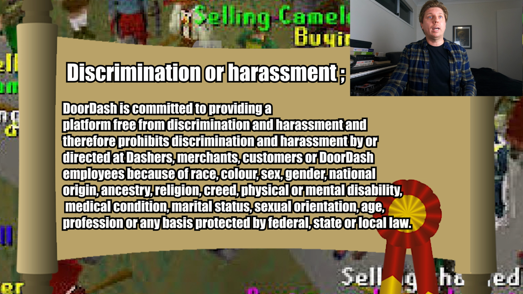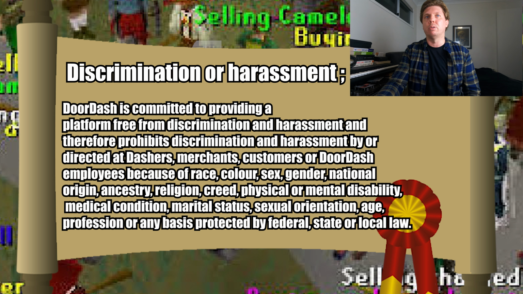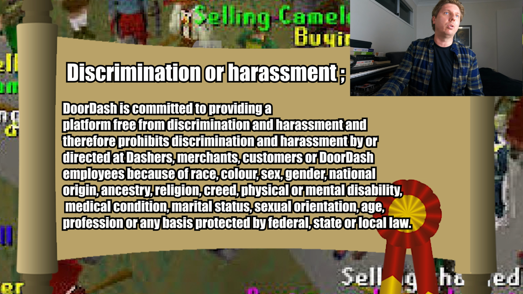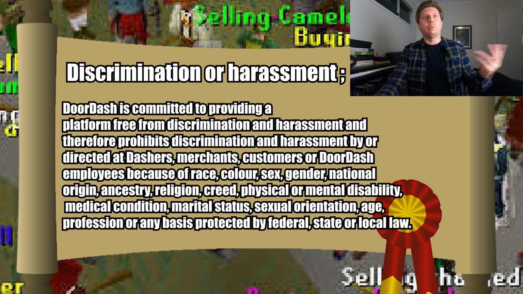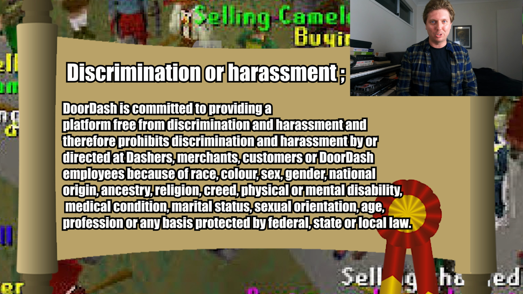Discrimination or harassment. Doordash is committed to providing a platform free from discrimination and harassment, blah, blah, blah. So pretty much, don't discriminate people based on their race, color, sex, gender, national origin, ancestry, religion, creed, physical or mental disability, medical conditions, marital status, sexual orientation, age, profession, or anything that's protected underneath a federal law. So guys, just don't be a piece of crap. Don't be a person. It's 2023. We all know what's right and wrong these days. So just don't be a bad person in that respect. Don't go discriminating against people, and you should be good.